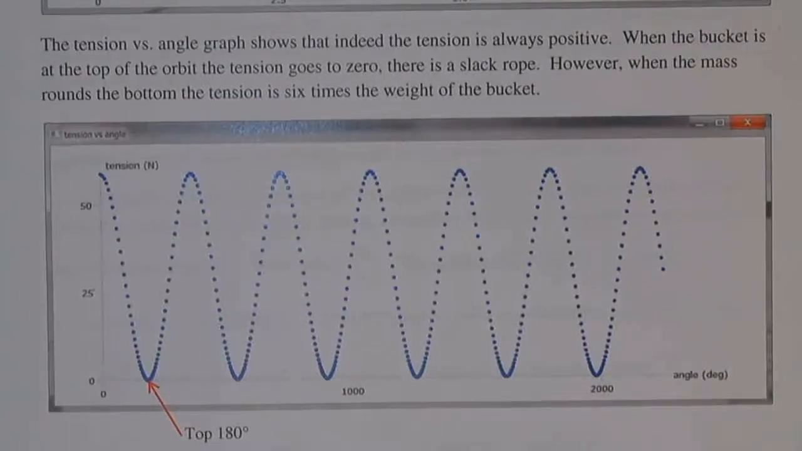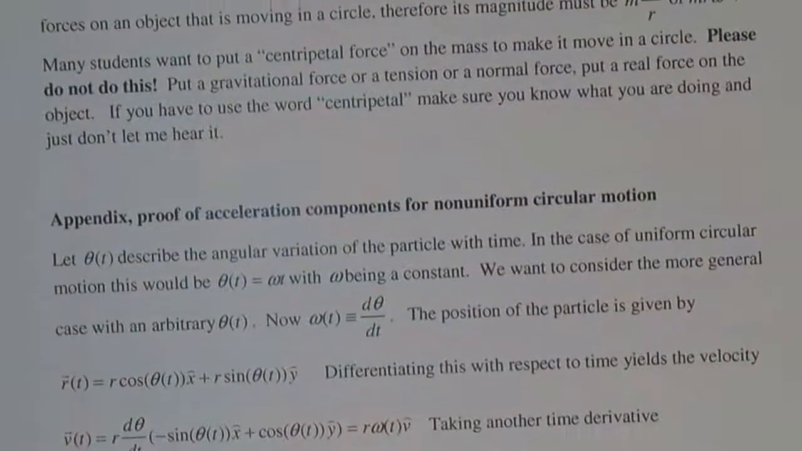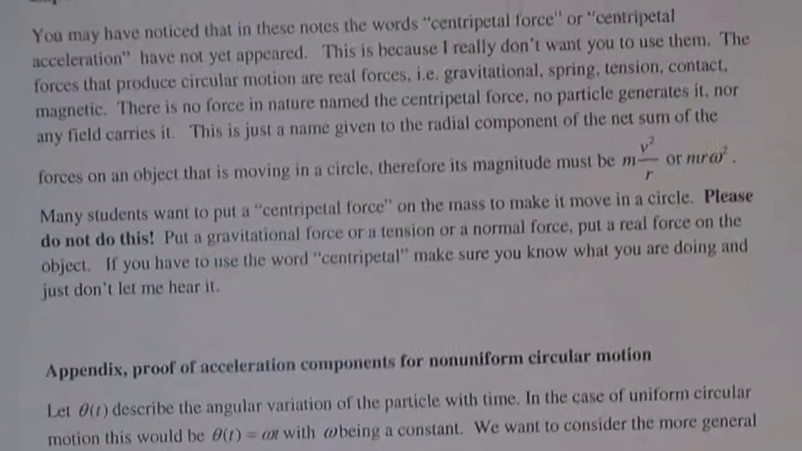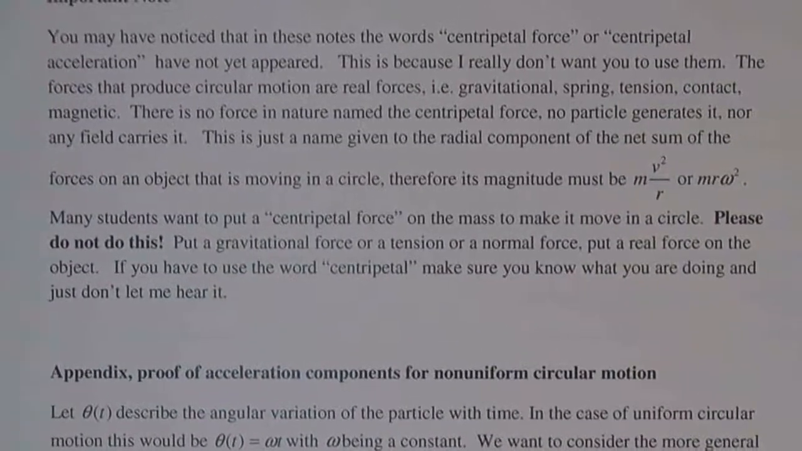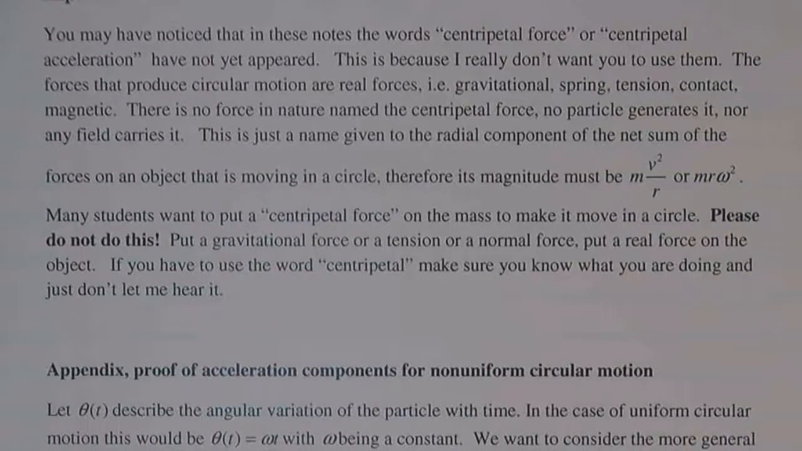There's one last thing I'd like to talk to you about, and that is I've never used the word centripetal acceleration here. And I would just assume that you lose that from your vocabulary. Centripetal acceleration is a description of the resultant force on a particle moving in a circle. In other words, after you add up all the real forces, you're going to have a radially inward force equal to mv squared over r. That gets labeled the centripetal force.